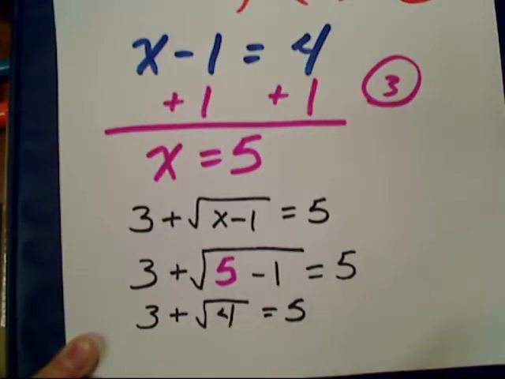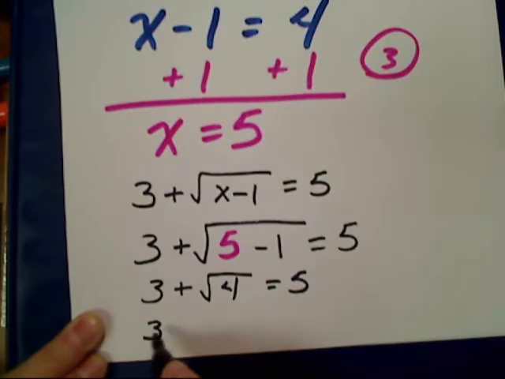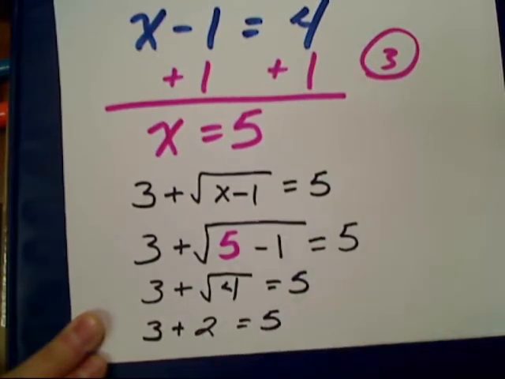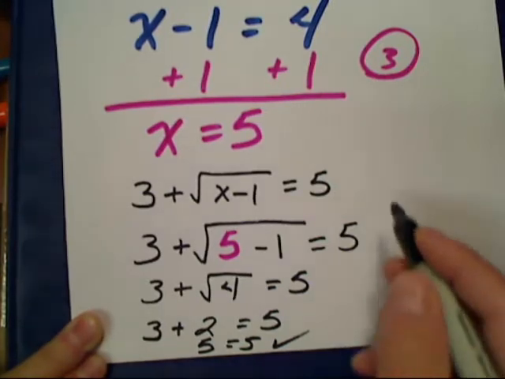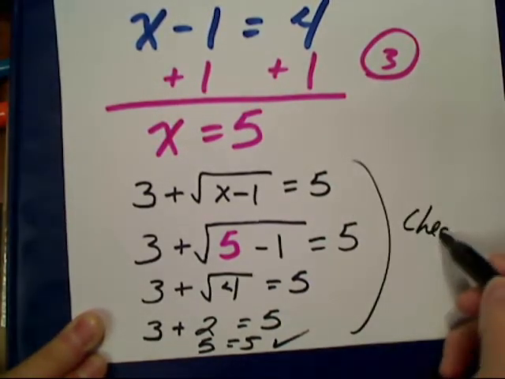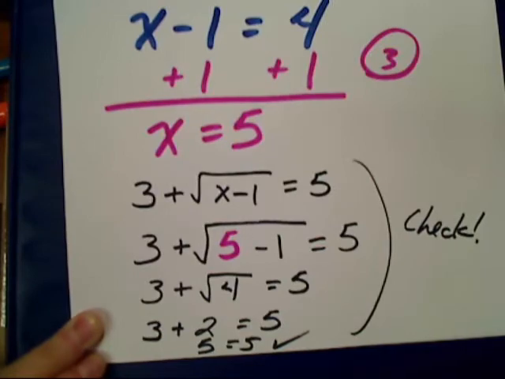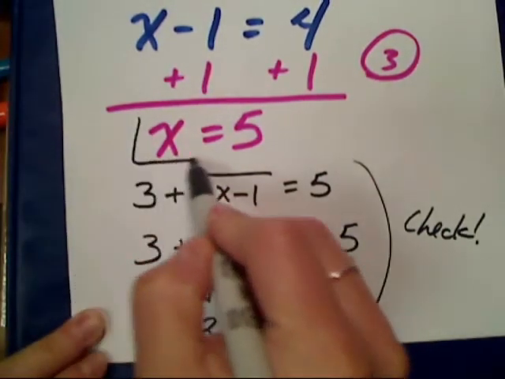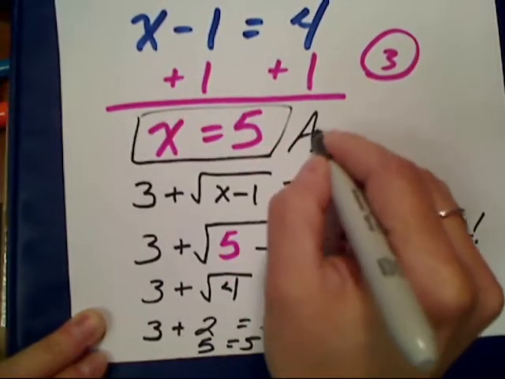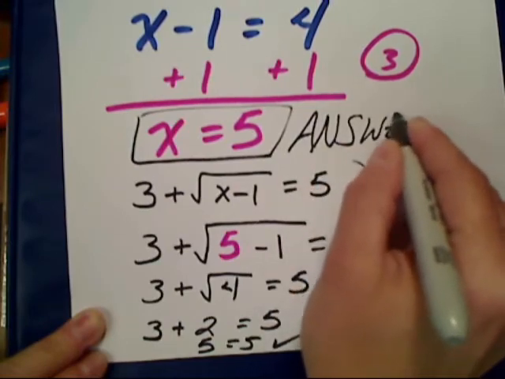What is the square root of 4? What number times itself is 4? Well, that's 2. And now you can simplify 3 plus 2. Yep, that's 5. 5 equals 5. It checks. So this is just the check, telling us that this is our answer, and our answer works.